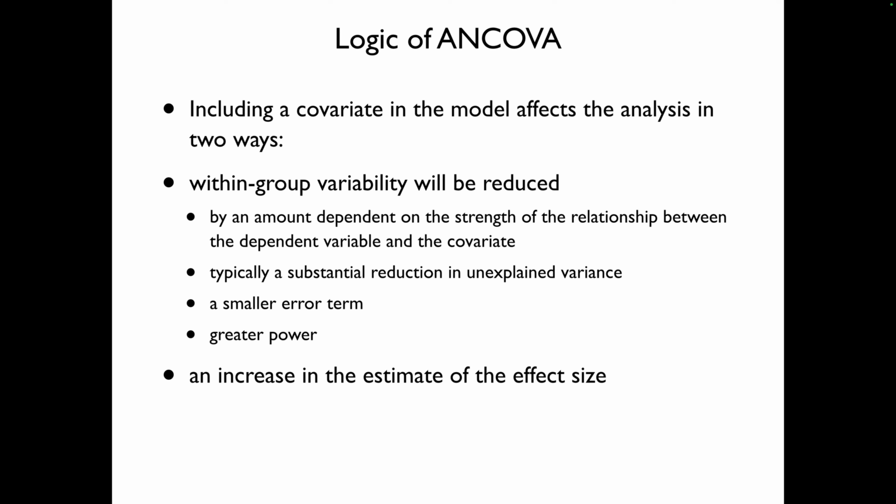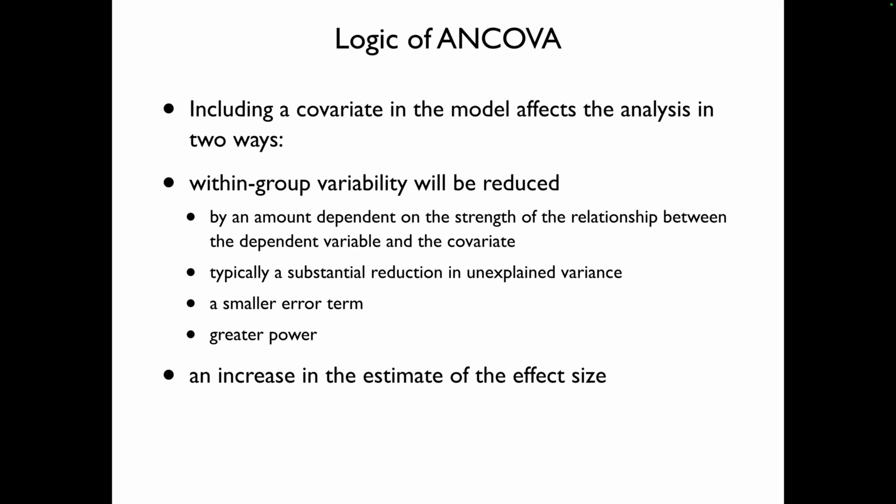And we can allow that line to be a sloped line because we're going to model the relationship between the covariate and the dependent variable. We'll see what this looks like in a few slides. So the bottom line is the within-group variability, the error term in our ANOVA, is going to be reduced. And it's going to be reduced by an amount that depends on the strength of the relationship between the dependent variable and the covariate. And it's typically a pretty substantial reduction in unexplained variance in our model. So we get a smaller error term, and we get greater statistical power to detect differences if they're there.